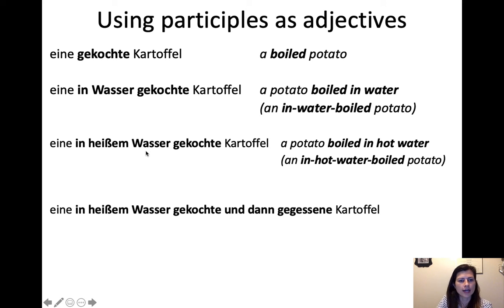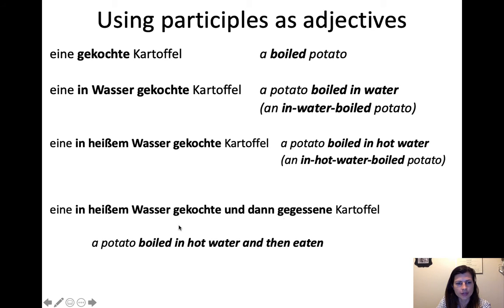And then we have eine in heißem Wasser gekochte und dann gegessene Kartoffel. So we can add even more and make it even longer. That would be a potato boiled in hot water and then eaten. So a potato, so eine and Kartoffel belong together. That's a potato. But the longer this extended adjective construction gets, the more confusing it is, the fact that eine is very far away, the article is very far away from its noun, right? So that's why it's important to be able to recognize these. We have to say a potato, boiled in hot water, and then eaten.